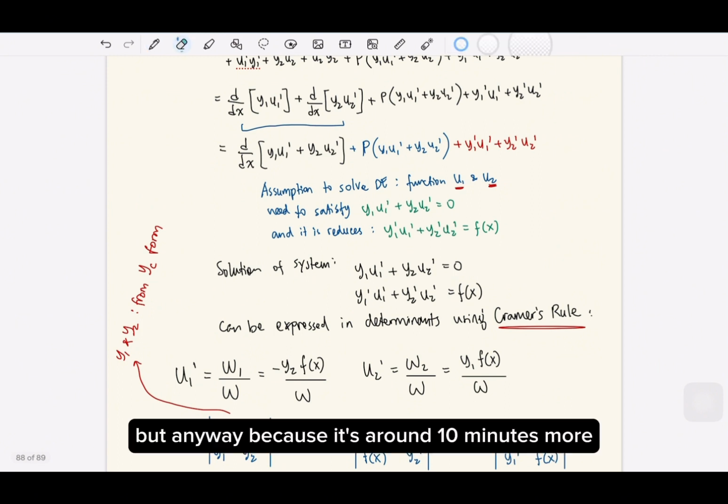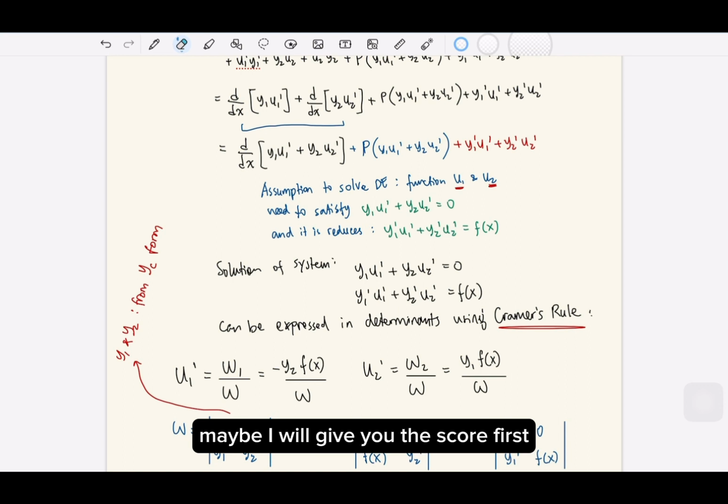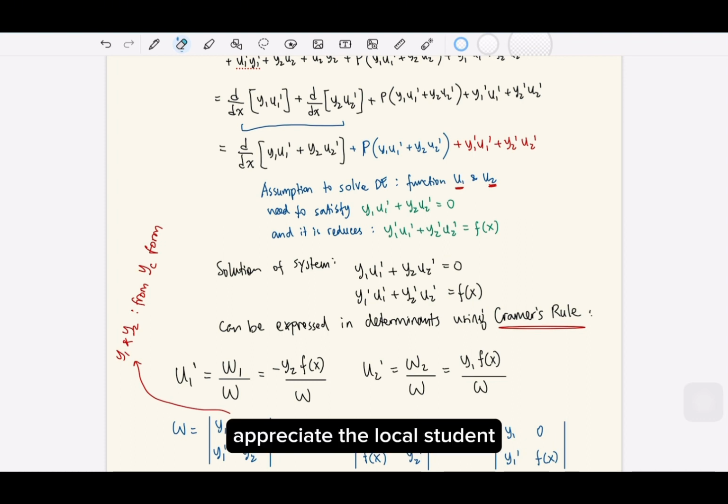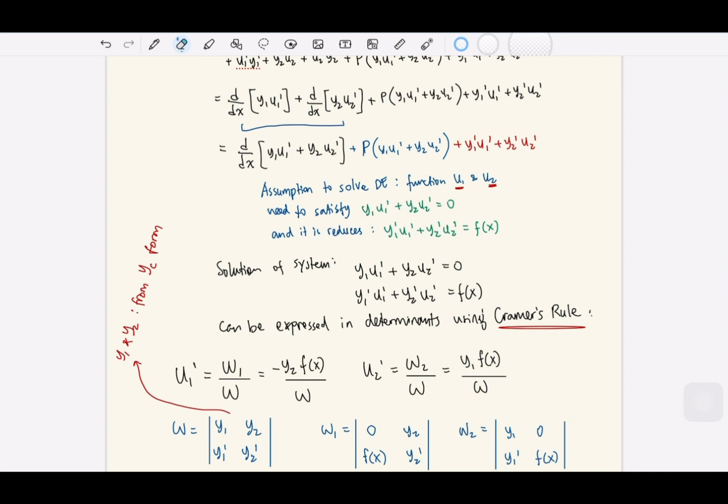Anyway, because there are around 10 minutes more, maybe I will give you the score first. I haven't differentiated the local students and the international students, so I'll put them into 2, but it's actually mixed, so you need to look one by one. You can check.